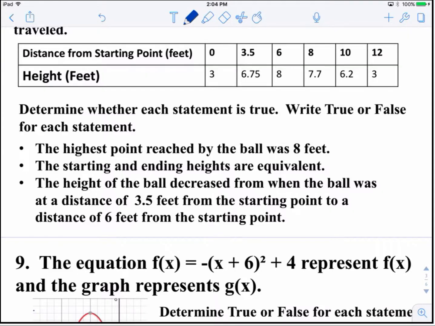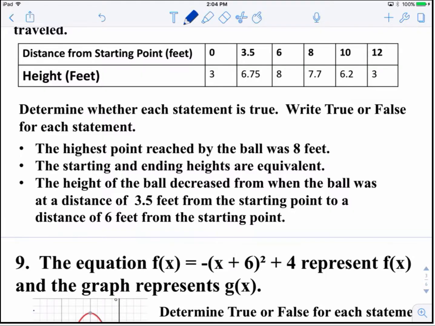Right? So in saying that, we will start out at 0 distance from the starting point, then the height is 3 feet. And if we move away to 3.5 distance from the starting point, then the height will be 6.78. So we know that as we move away from the starting point, our height increases, but then we hit 8 feet as our max, and after that, the height will decrease. Right? So determine whether each statement is true. Write true or false for each statement.